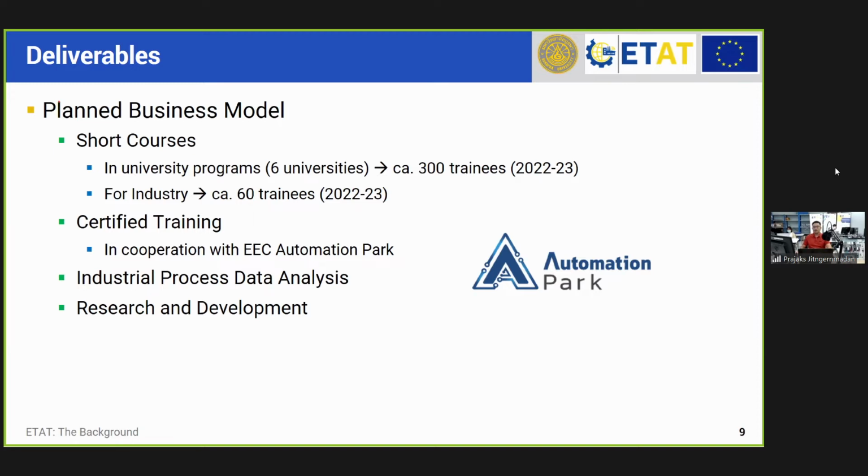And we will have industrial process data analysis and research and development in this area. So we expect a lot from this project, and everything related to this project.